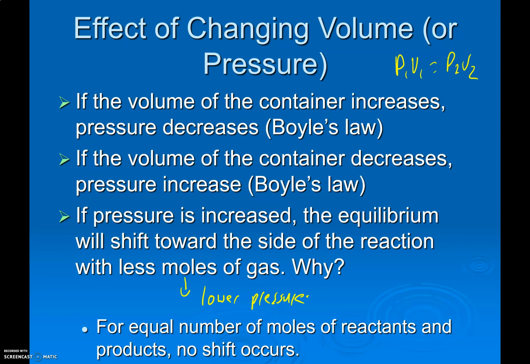Okay? So, if you increase or decrease the pressure and the moles of gas are equal on each side, and we only care about moles of gas, not solids or liquids, since they don't create enough pressure to matter, then no shift occurs. So if there are equal amounts of gas on each side, and you change the pressure or the volume, no shift occurs.